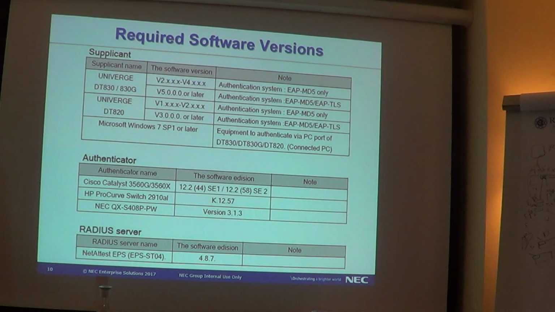And these are the NEC terminals supported with these protocols. For example, the new NEC phones like the DT820 support even TLS. Not only supporting EAP over LAN, they also support TLS. As authenticators, we already tested Cisco switches, Ruckus, and NEC switches. And the RADIUS server could be NetState or any other kind. But all of these are tested together.